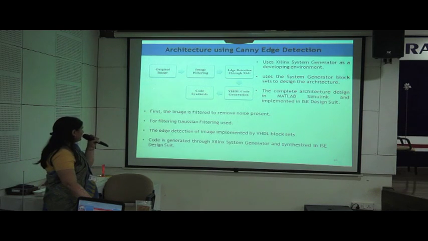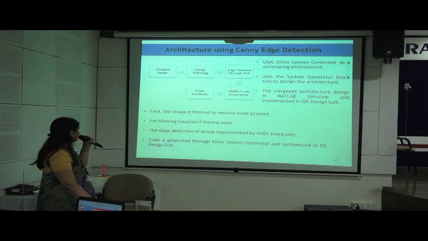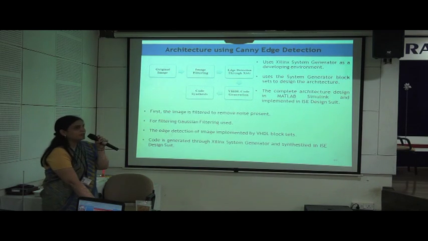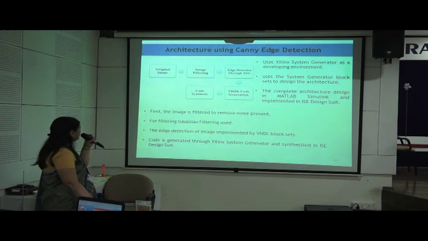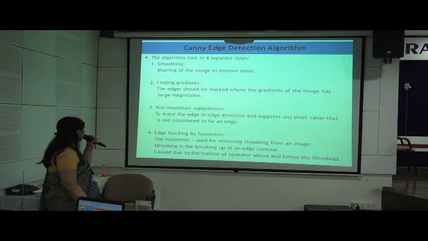First, the image is filtered to remove the noise present. Then Gaussian filtering is used. The edge detection of the image is implemented by VHDL block sets. Here VHDL programming is not required actually. The code is generated through Xilinx System Generator and synthesized in ISE Design Suite.